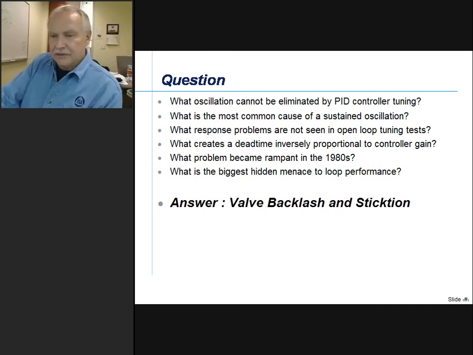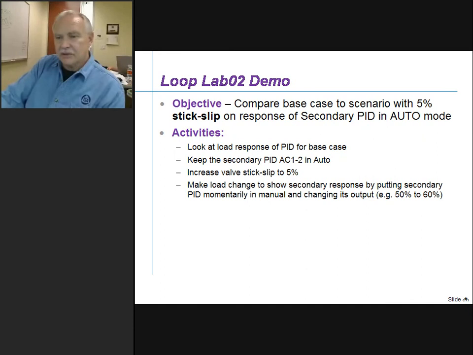So next we're going to compare the base case to a scenario where we've added 5% stick slip on the response. See what happens then to the response of the secondary PID in the auto mode. But first, we'll look at the load response of the PID for the base case. We will keep the secondary PID in auto, and we'll increase the valve stick slip. And then to create a disturbance, we will make a load change to the secondary PID.